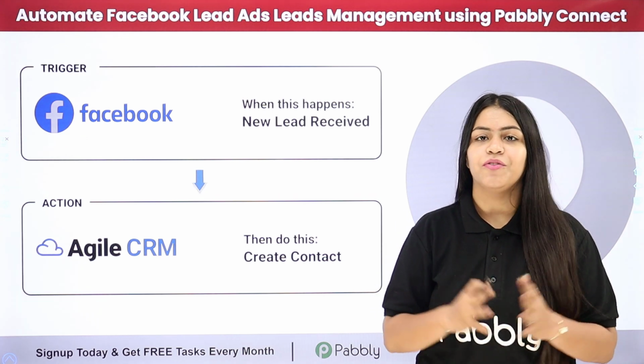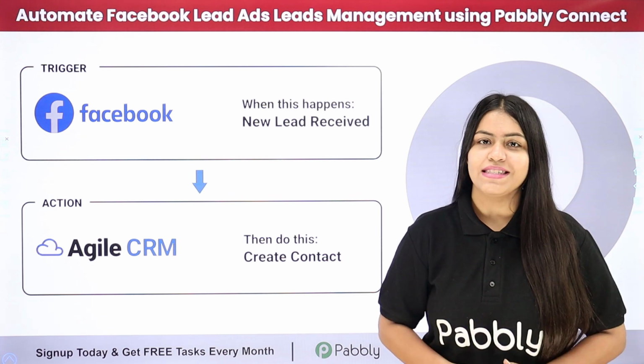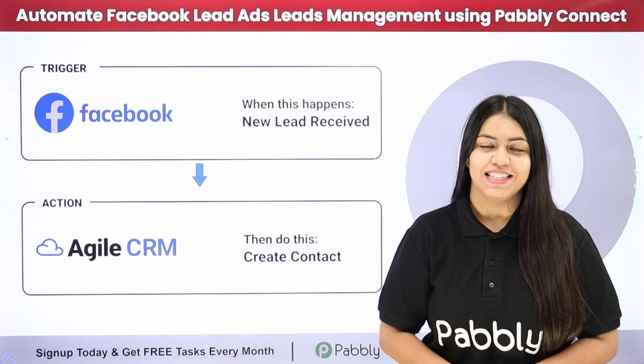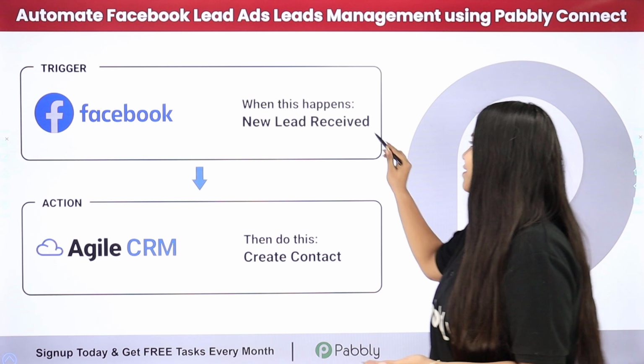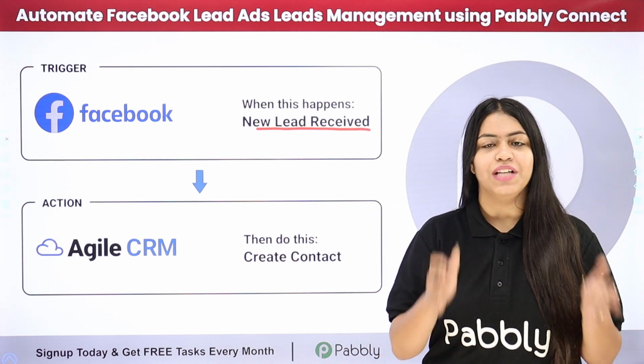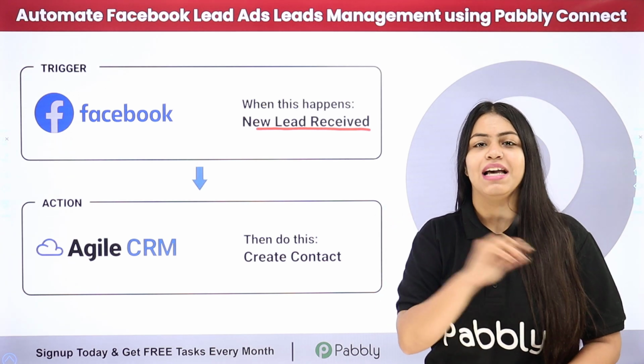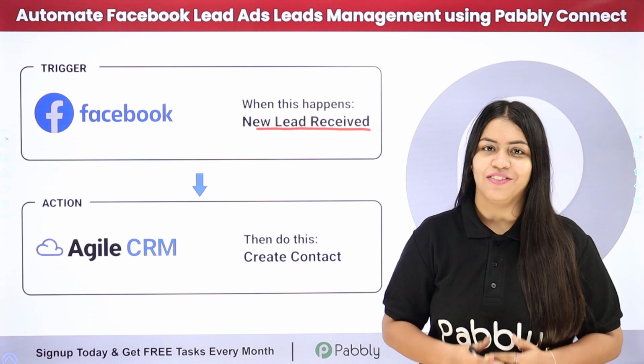So over here I'm owner of a skincare brand and we use Facebook lead ads to promote and grow our business and to get more leads for our business. So now what I want is that as soon as a new lead is received through my Facebook lead ads, automatically the details of that lead should be added to my CRM system so that my sales team can follow up quickly and efficiently.